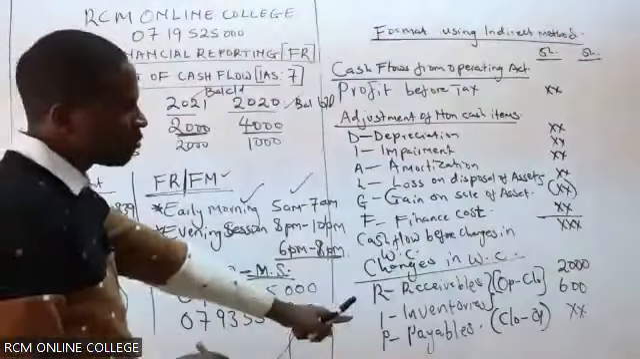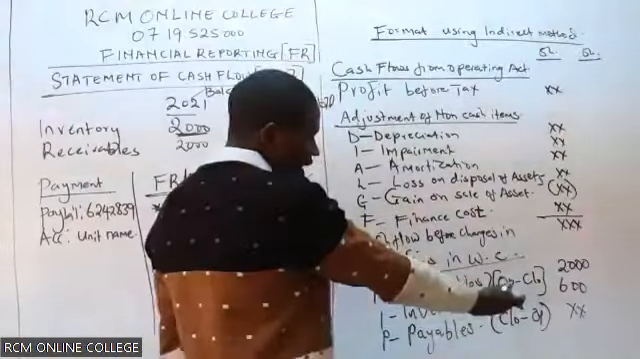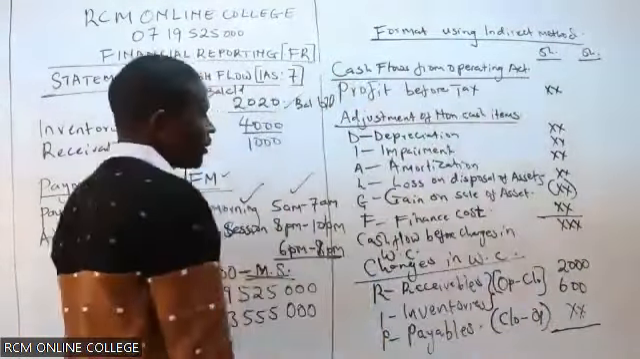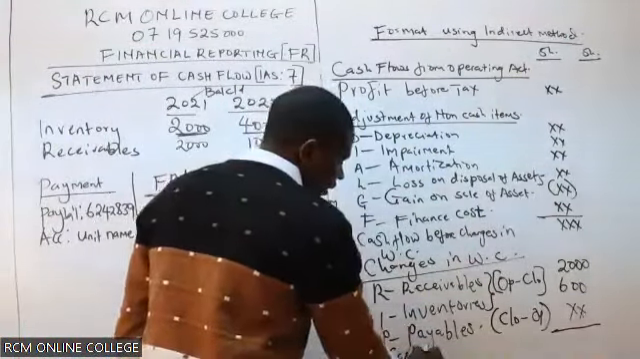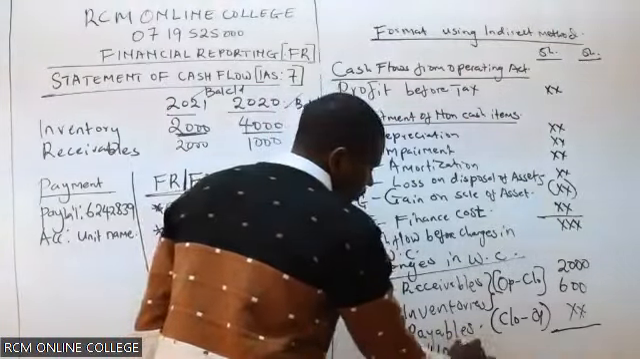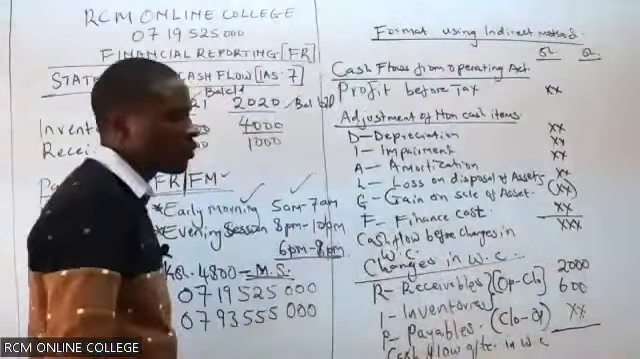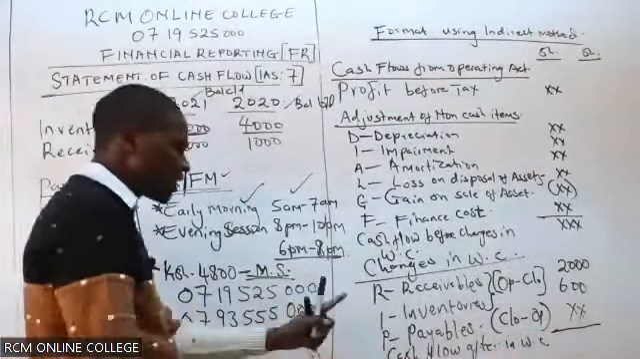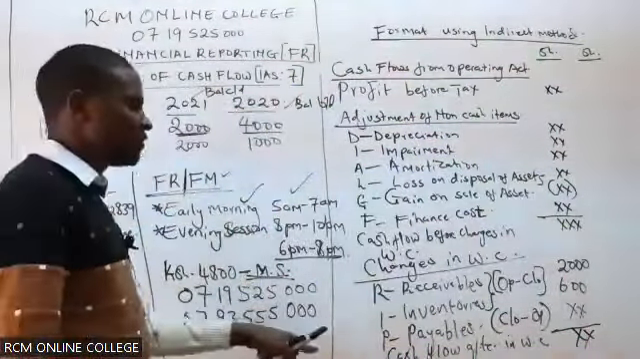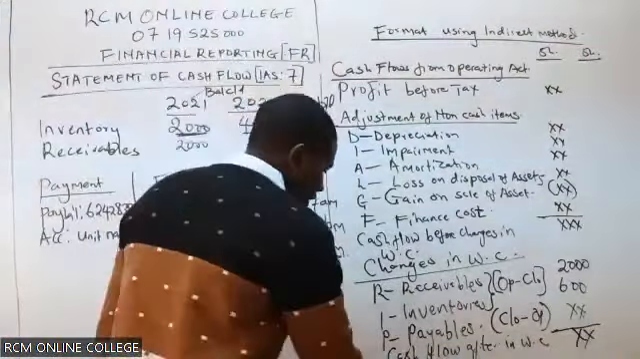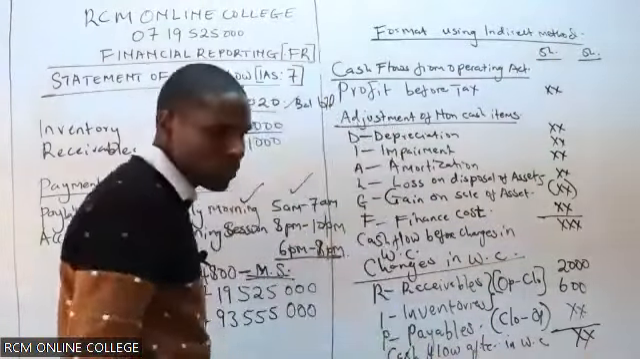Class, let's finish up here. Now, after that, you can come here and get cash flow after changes in working capital. Once you get that, we are almost done with the cash flow from operating activities. Cash flow from operating activity, you less tax paid. Is it really visible? Tax paid.